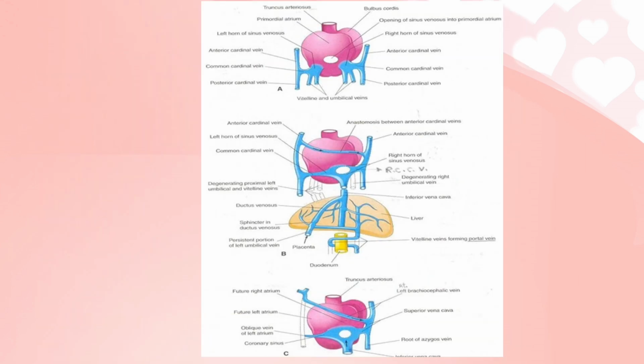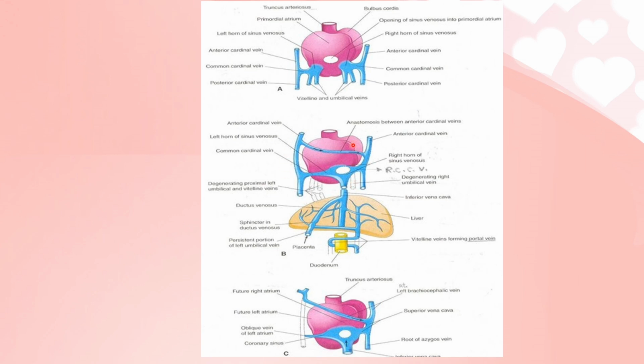This is another diagram in which you can see that initially both sinus horns are present, and these two sinus horns are equal in size, and the heart atrium has a wide communication with them. With the changes which occur, the right umbilical vein disappears along with the left vitelline vein, and an anastomotic channel appears between the anterior cardinal veins of both sides.